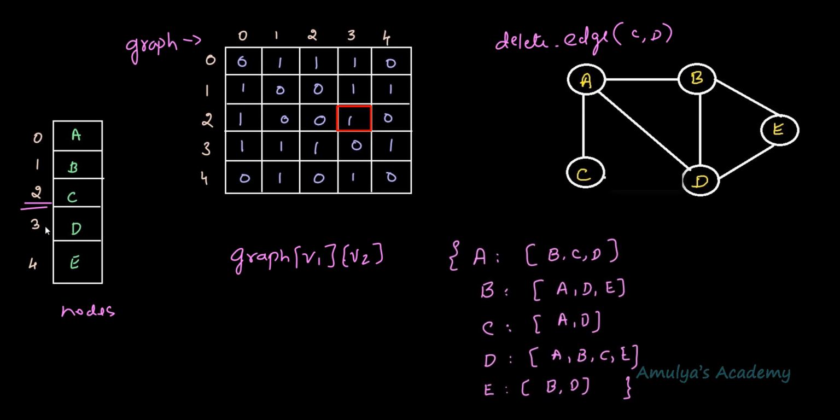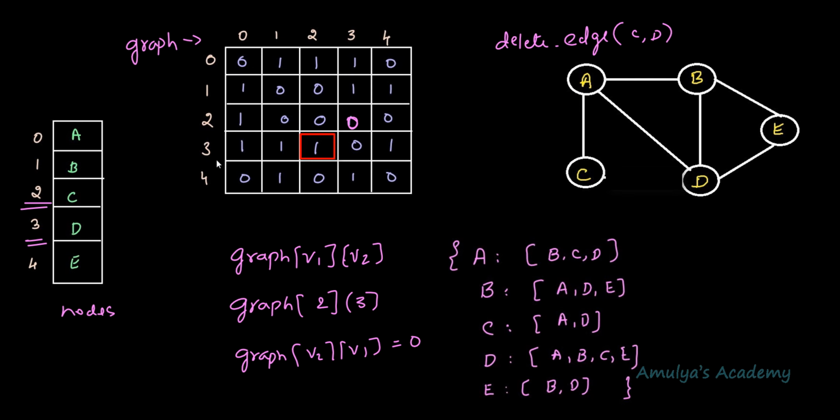Here index of C is 2, index of D is 3. So here that means graph of 2 and 3, second row, third column. Make this as 0 because now there is no edge from C to D. Now also we need to change graph of V2 and V1, V2 row and V1 index, as 0. That is graph of third row and second column.